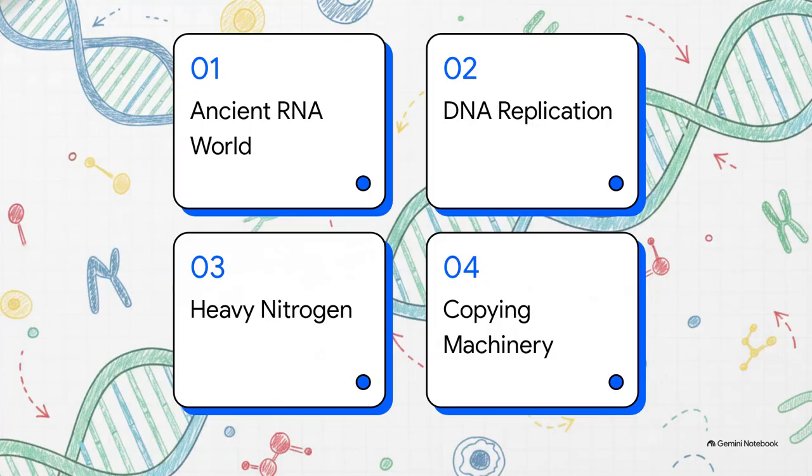Let's get into it. Okay, so here's our roadmap for this explainer. We're going to hit 4 main stops. First, the ancient RNA world. Second, semi-conservative DNA replication. Third, the heavy nitrogen experiment. And finally, we'll wrap up with the cellular copying machinery.